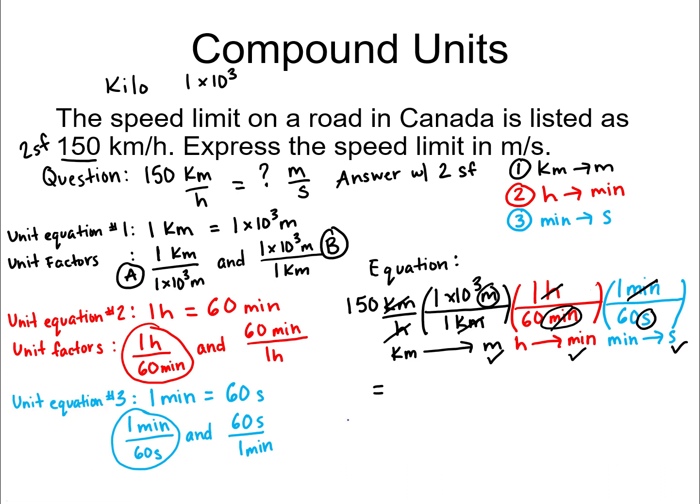To put this into your calculator, 150 multiplied by 1 times 10 to the third, divided by 60, divided by 60 again.